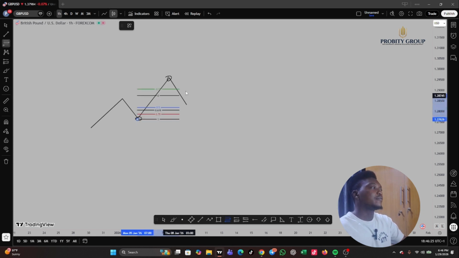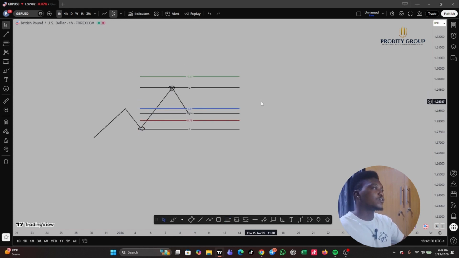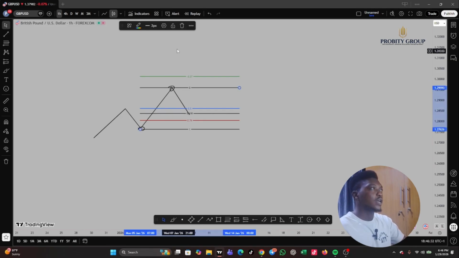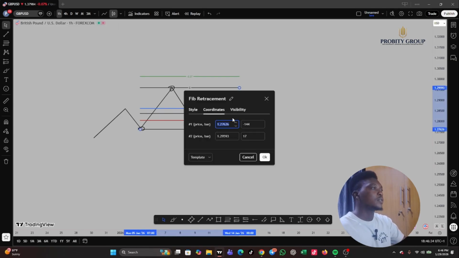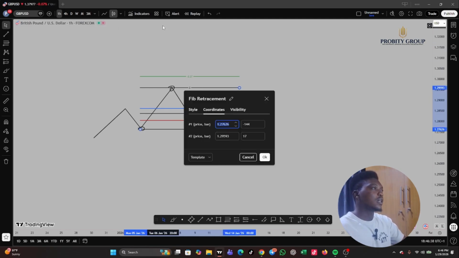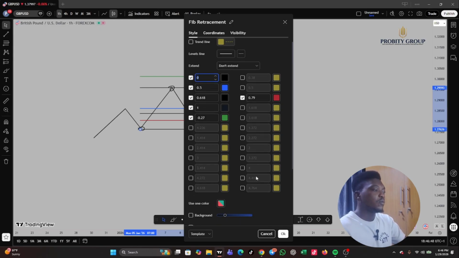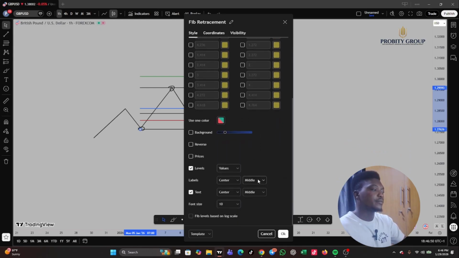I already have the settings on my own here. If you want to make use of this kind of setting, you can just pause this video or screenshot to set yours. So come to style. So these are my settings of Fibonacci. So you can screenshot this, set it with yours. Let me just scroll down. Yeah, so these are the settings I have here.